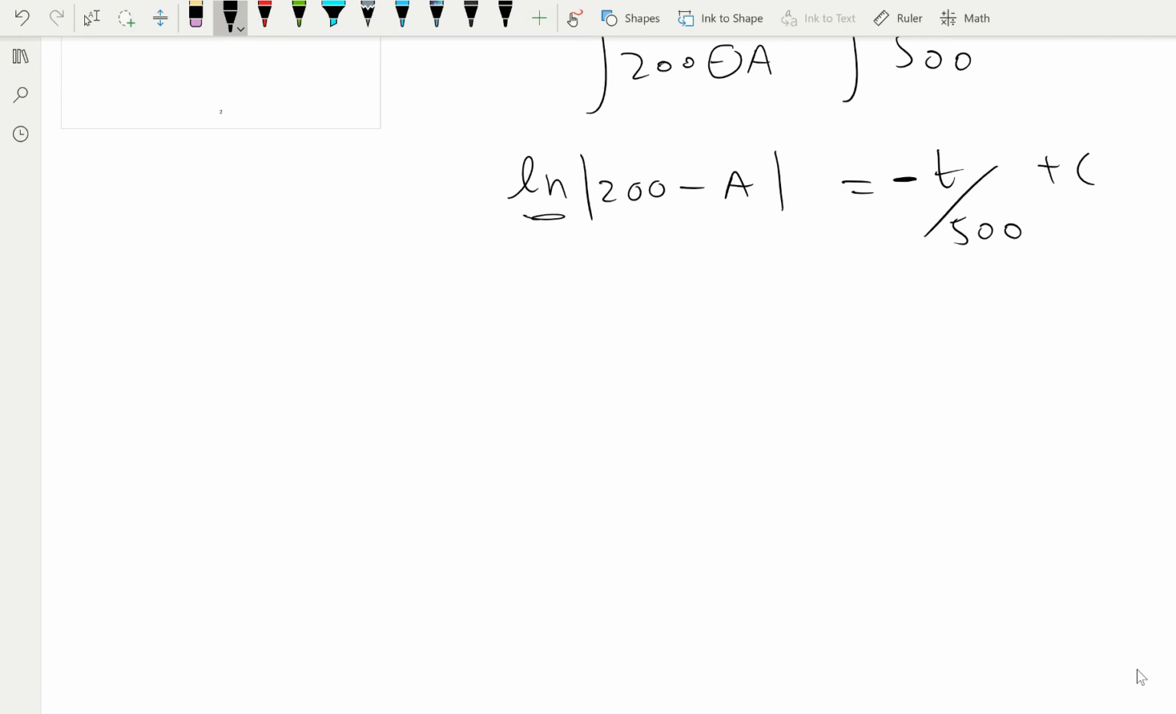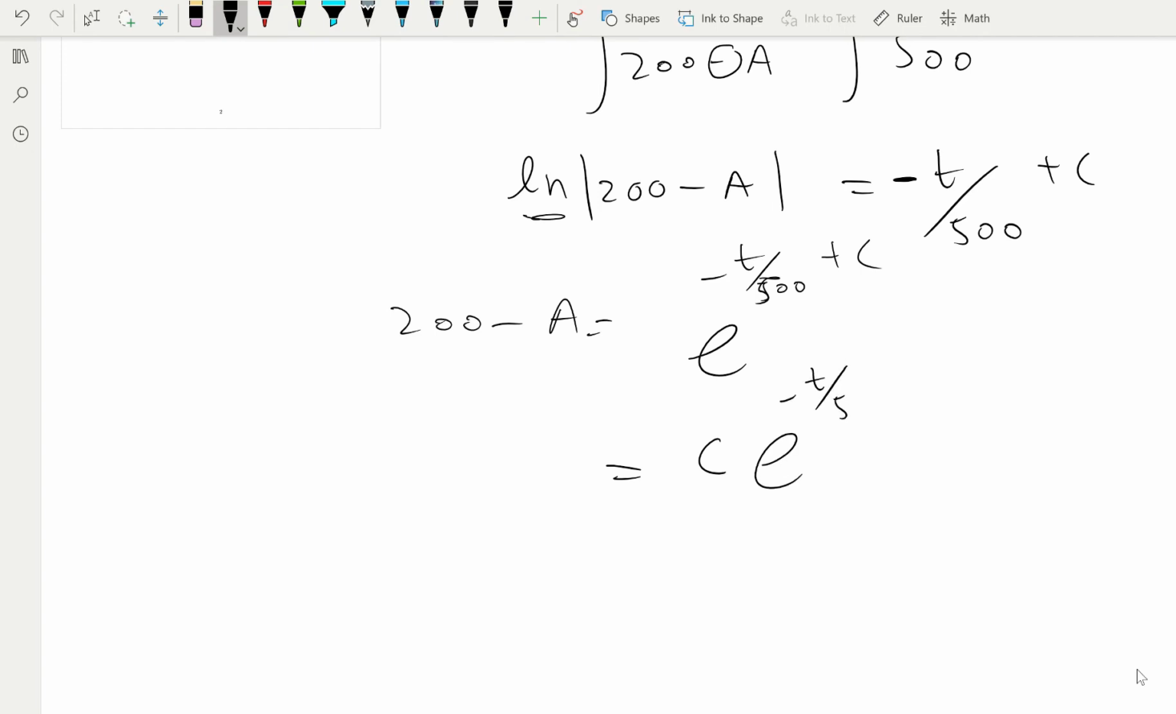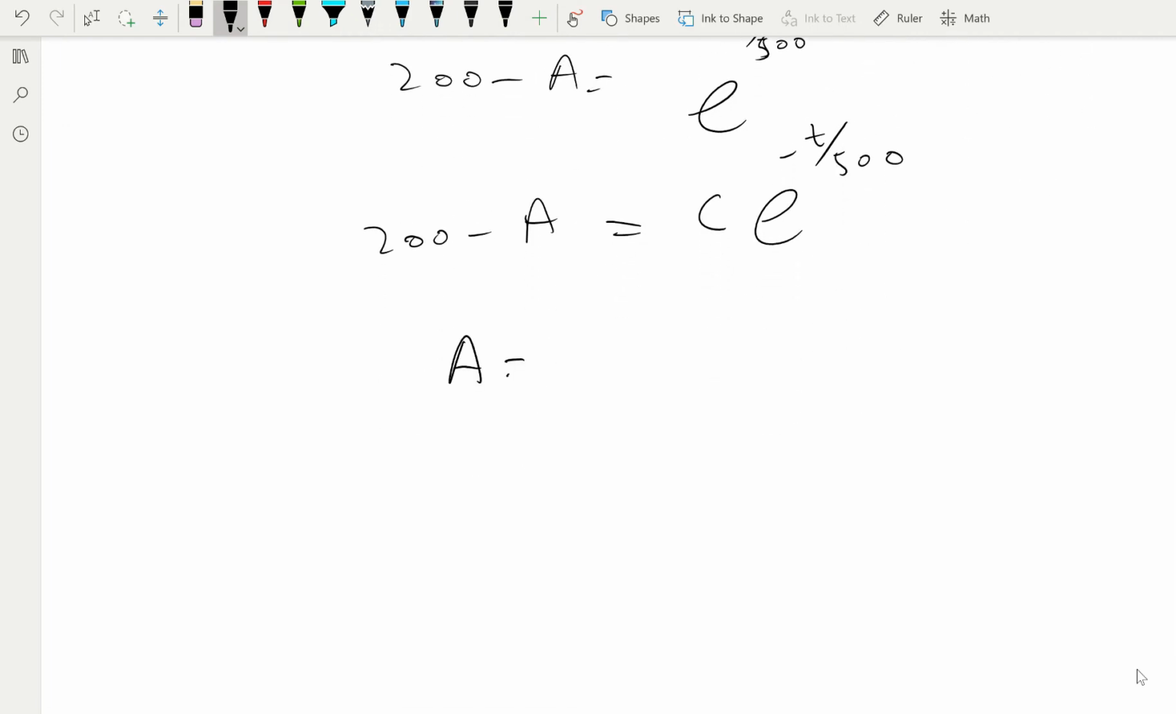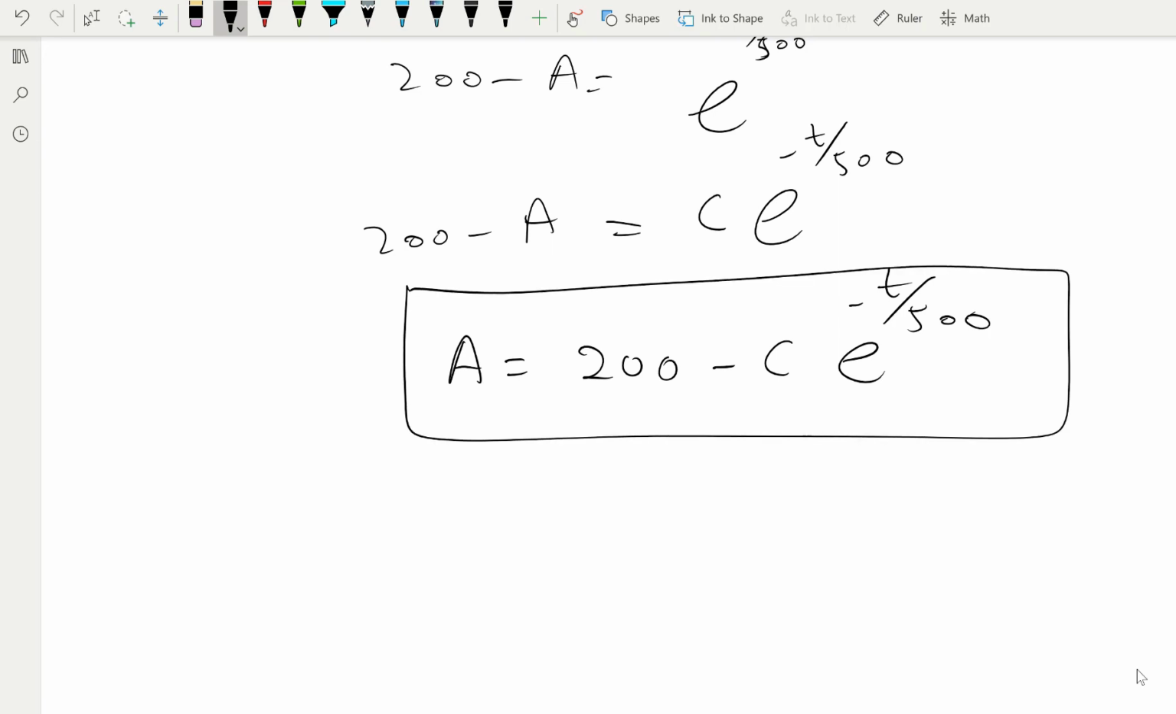So to get rid of the natural log, let's take the e of both sides: e to the negative t over 500 plus c. I hope now you are comfortable with this e to the c thing. So e to the c is an arbitrary constant, so it's c times e to the negative t over 500, equals 200 minus A. So then A can be written as the subject: 200 minus c e to the negative t over 500. That's the solution of the differential equation.